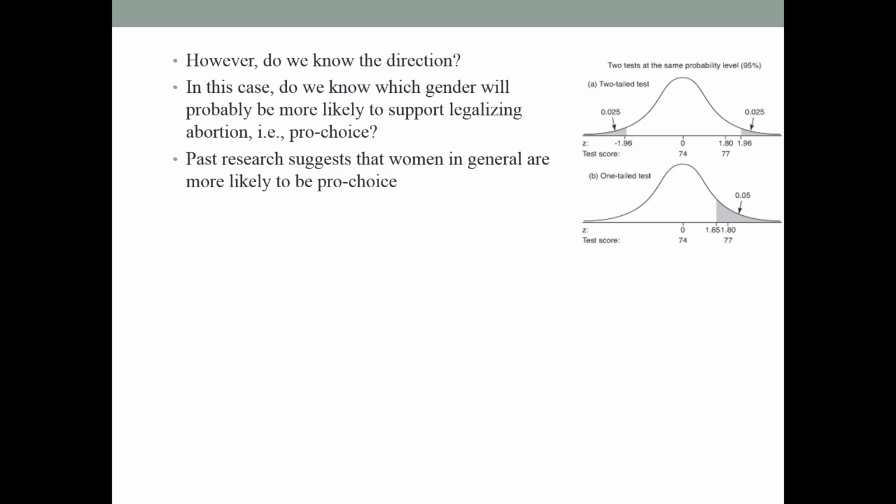Suppose past research suggests that women in general are more likely to be pro-choice. Okay, so we have evidence to suggest that women probably are more likely to agree with legalizing abortion. If that is the case, then this suggests one direction, and we can use a one-tail test. Now, as I said, the one-tail test is more lenient. But the catch is this. If, in any case, the result happens to be going this way instead of this way, then you cannot claim it's significant.